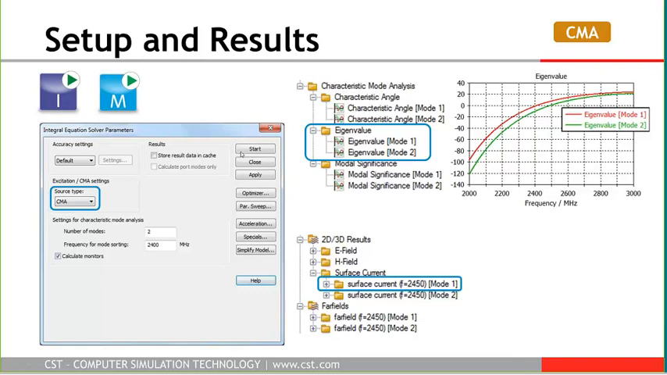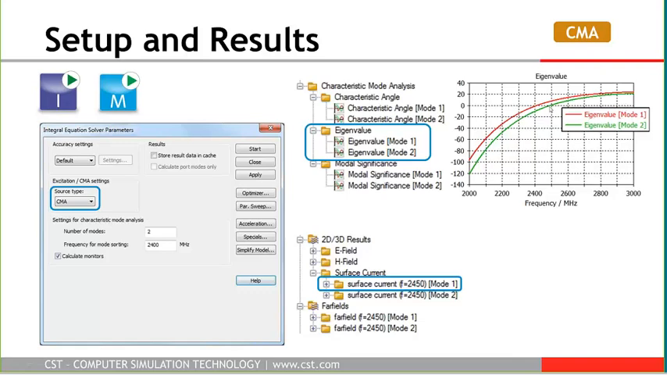After you start the simulation, you will get several results I will comment on. First of all, you will get an eigenvalue. And there is an important property of the eigenvalue of characteristic modes, and this is that it is dependent on frequency. So basically you get a curve of the eigenvalue versus frequency.